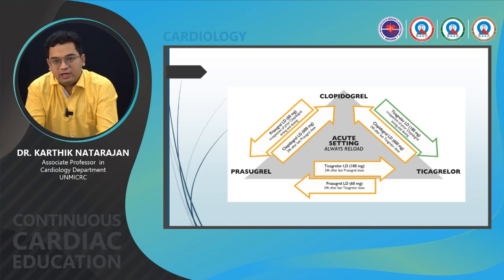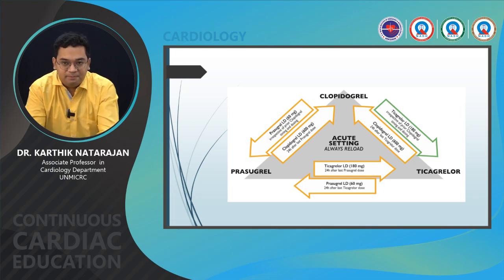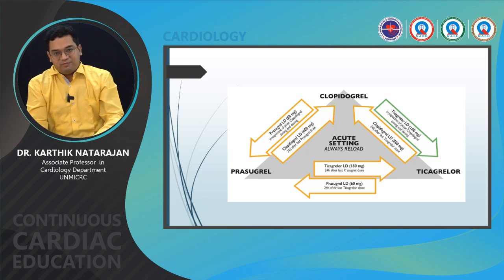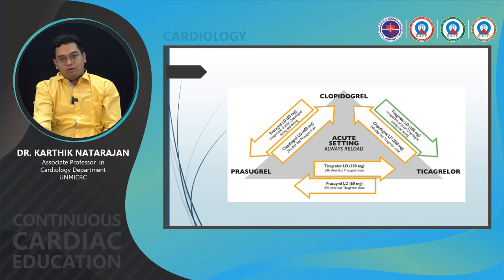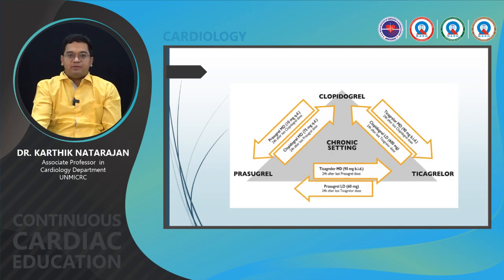You always need to give a loading dose of the drug: 60 milligram of prasugrel, 600 milligram of clopidogrel and 180 milligram of ticagrelor. But when you're going from prasugrel to clopidogrel, you need to wait 24 hours after the last dose of prasugrel, and when you're going from ticagrelor to clopidogrel, again you need to wait for 24 hours. But if you need to escalate from clopidogrel to prasugrel, you need not wait, and you can directly go for a loading dose. In the chronic setting, you don't need to load.